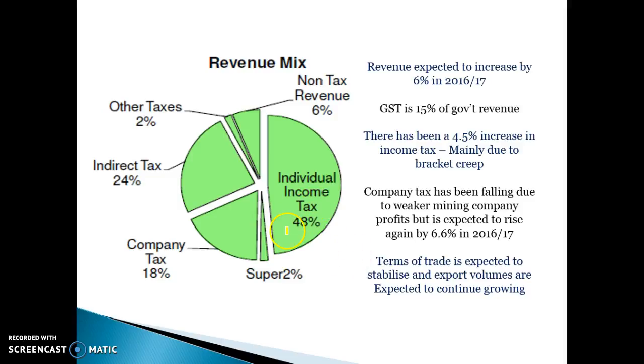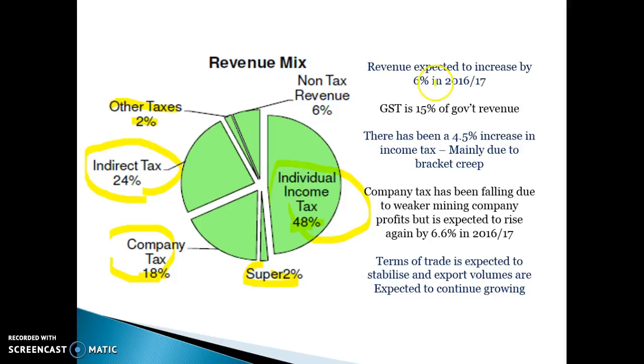So here's the revenue mix for Australia at the moment. We've got 48% of our revenue comes from income tax, and then you've got 18% from company tax. They're the main two, income and company tax. And you've got 24% from indirect taxes, so that would include GST, any excise taxes. In the past it would include the carbon tax. And then 2% from other taxes. So that might include superannuation tax. No, it doesn't include superannuation tax, that's down there. It may include fringe benefits tax, and things like that.